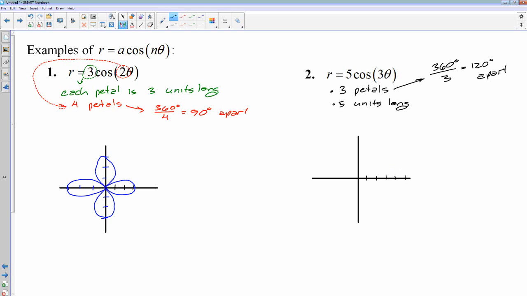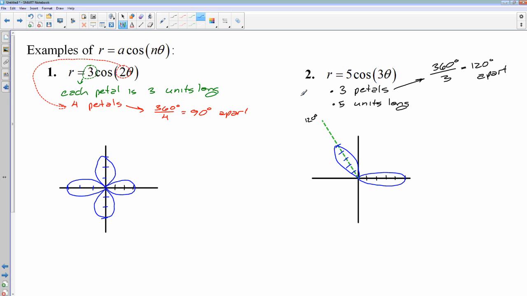So here's my first petal. I'll do it in blue. So here comes my first petal, like that. And then the next petal is going to be 120 degrees further. So the way I find that next petal: my first petal started out at 0, and I need to go all the way to 120. That's 90, and 120 is another 30 degrees this way. So this is at 120 degrees, and that's where my next petal is going to be. So I'm going to go out 1, 2, 3, 4, 5 towards 120 degrees.